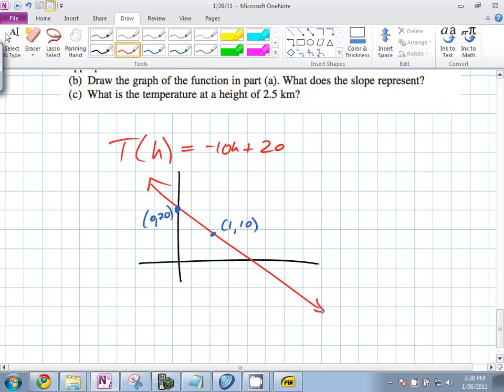What's the temperature at a height of 2.5? What do you do? Yeah, it's going to be T at 2.5, negative 10 times 2.5 plus 20. Assuming it's a linear relationship, it's going to be -5. Okay, that's great.